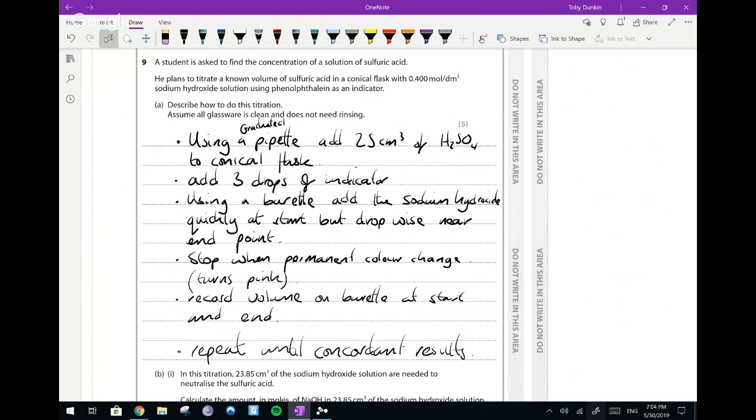You've just got to learn it. So, describe how to do this titration. Assume all glassware is clean and does not need rinsing. Using a graduated pipette, add 25 centimeters cubed of the acid to the conical flask. Add 3 drops of indicator.